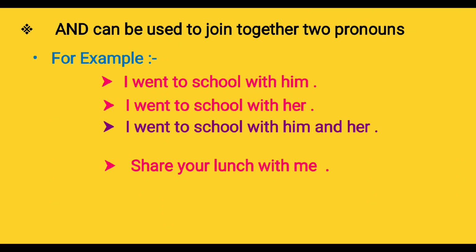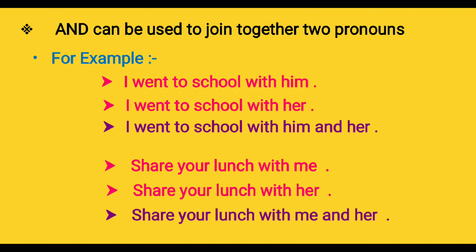Let's see another example. Share your lunch with me. Share your lunch with her. As we know, me and her are also pronouns. And what can we do? Yes, we write the common part of the sentence, share your lunch with, and then we use me and her. Understand? So this is the way we use "and" to join two different pronouns in a sentence.